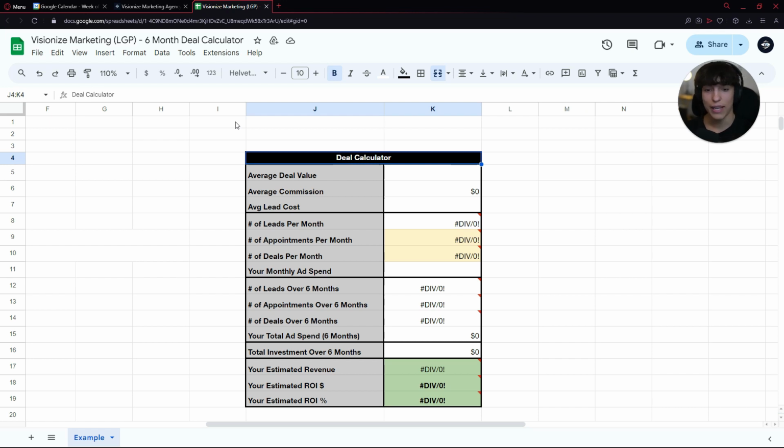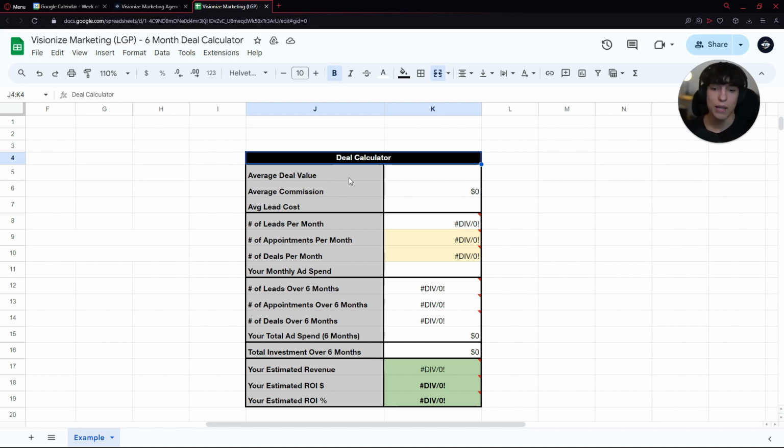So right here is the calculator pulled up. Essentially, these are the 15 metrics we're going to want to be tracking. So starting off, there's the average deal value. This is essentially the average home price in your market. Then it's going to automatically calculate the average commission based off of a 2.5% commission rate.